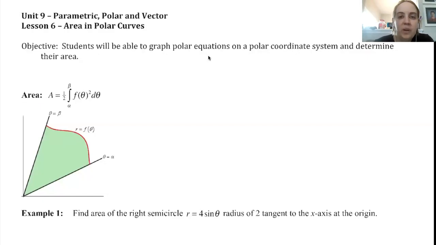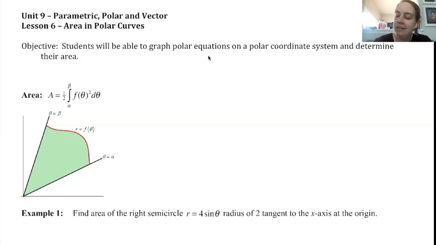We are continuing with Unit 9, Parametric, Polar and Vector Equations. Today is Lesson 6, Area in Polar Curves. So students will be able to graph polar equations on a polar coordinate system and determine their area.